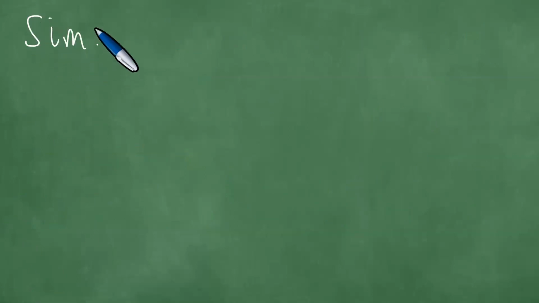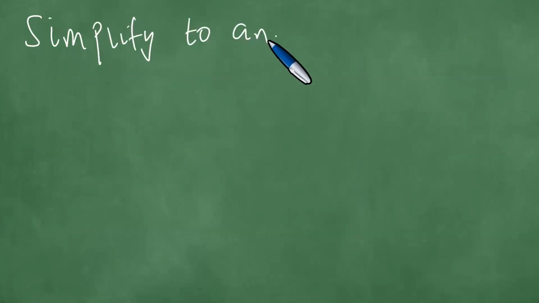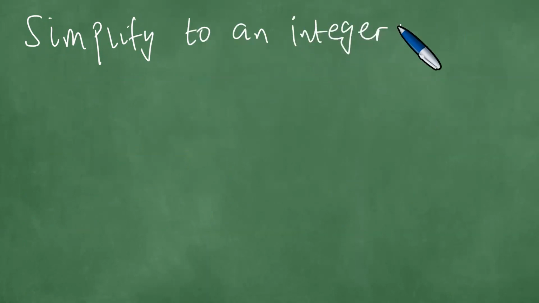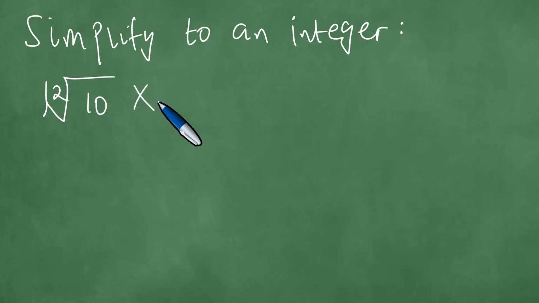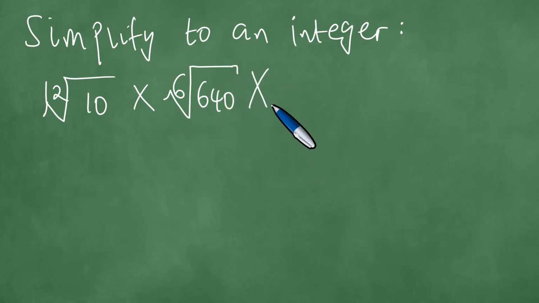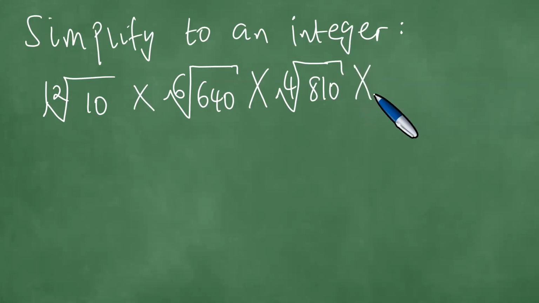Here's another question. Simplify to an integer. When you have this one: the 12th root of 10, times the 6th root of 640, times the 4th root of 810, times the square root of 40.